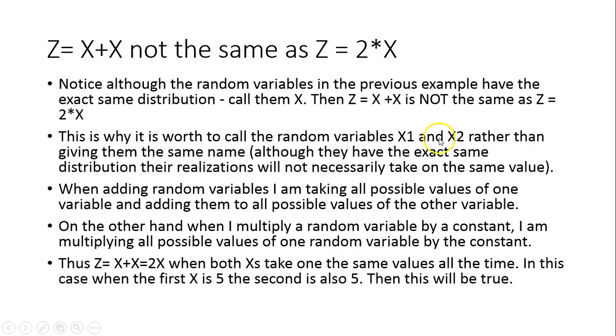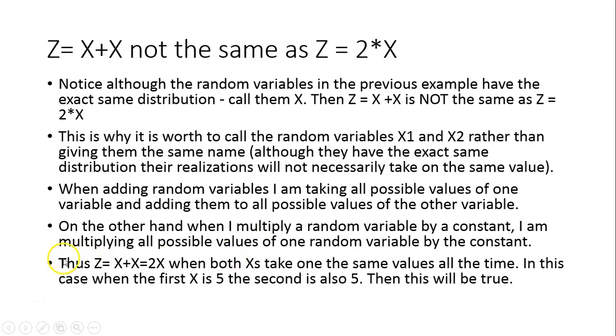It is worth actually calling them x1 and x2 rather than giving them the same name, because they have the same distribution. So just make sure you don't do this. When adding random variables, I'm taking all possible values of one variable and adding them to all possible values of the other. On the other hand, when I multiply a random variable by a constant, I'm multiplying all possible values of one random variable by a constant, in this case 2.